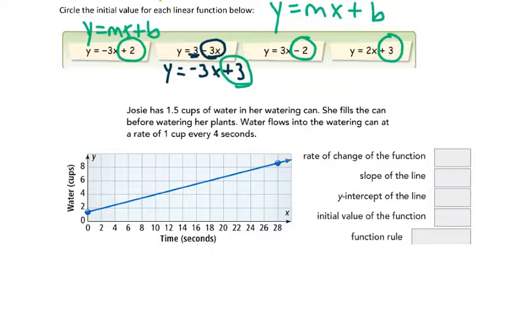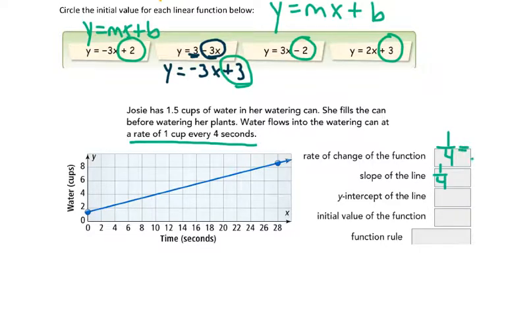Alright, in this next problem, it says Josie has 1.5 cups of water in her watering can. She fills the can before watering her plants. Water flows into the watering can at a rate of 1 cup every 4 seconds. So right there, the key word being rate, you know rate is the slope. So it goes up 1 cup every 4 seconds. So the rate of change is up 1 over 4. The rate of change and the slope are the same thing, so that's 1/4.